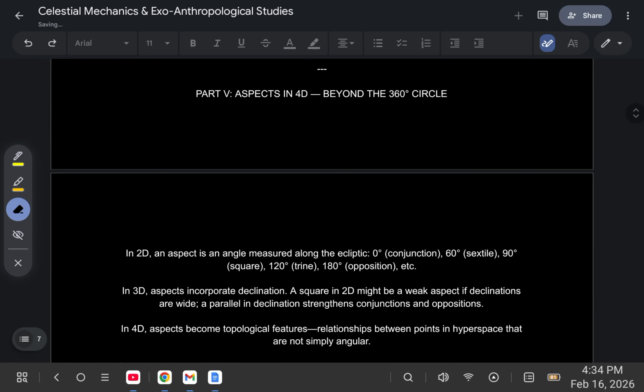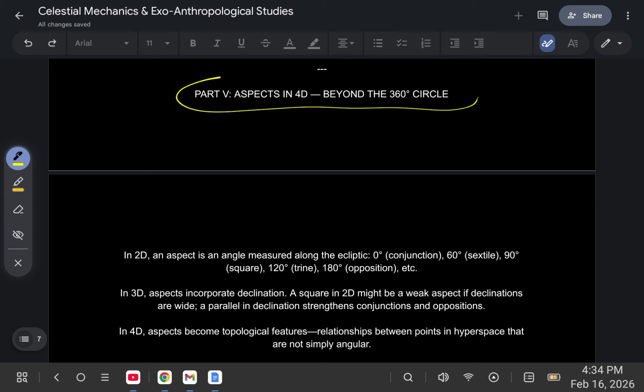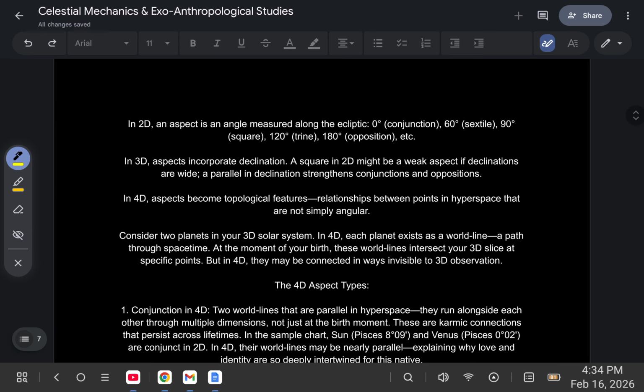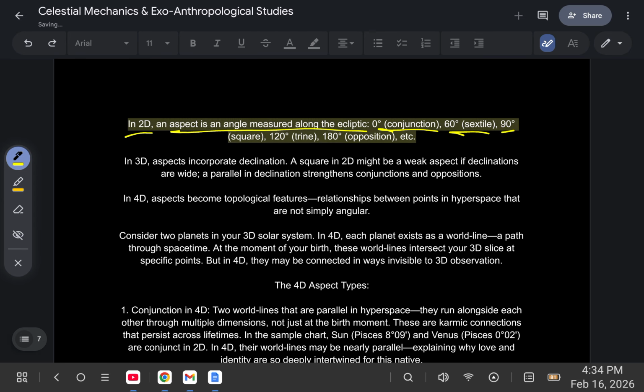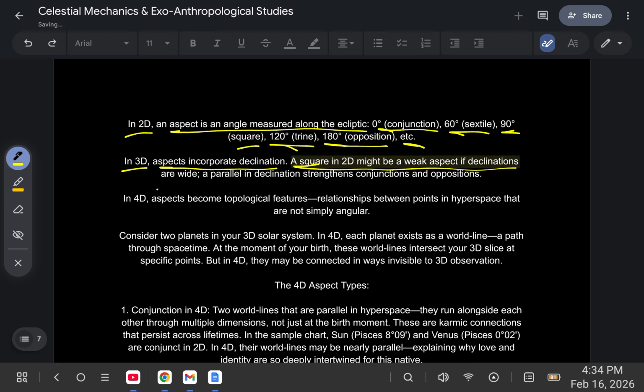Now let's get into aspects in 4D. Beyond the 360 degrees circle. So in 2D, an aspect is an angle measured along the ecliptic. 0 degrees, conjunction, 60 degrees, sextile, 90 degrees is a square, 120 degrees is a trine, 180 degrees is an opposition, etc. In 3D, aspects incorporate declination. A square in 2D might be a weak aspect if declinations are wide. A parallel in declination strengthens conjunctions and oppositions.